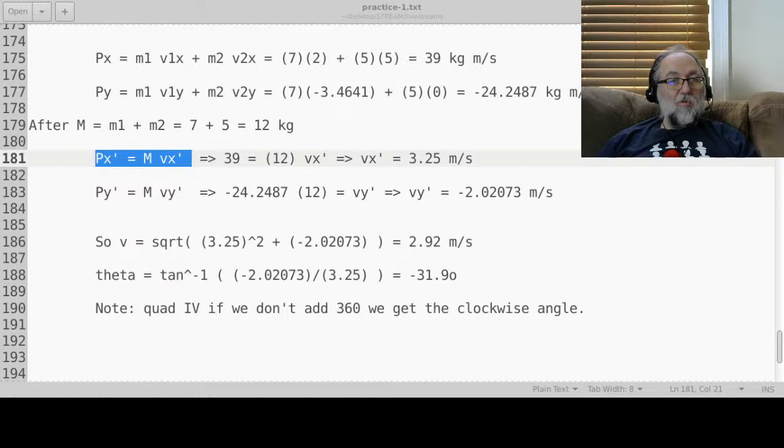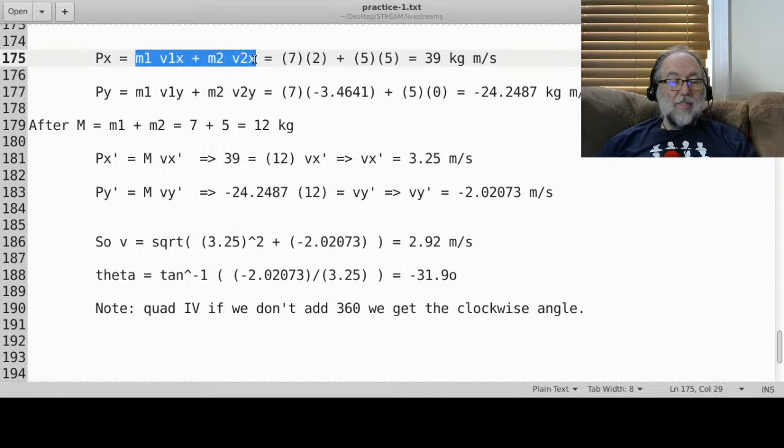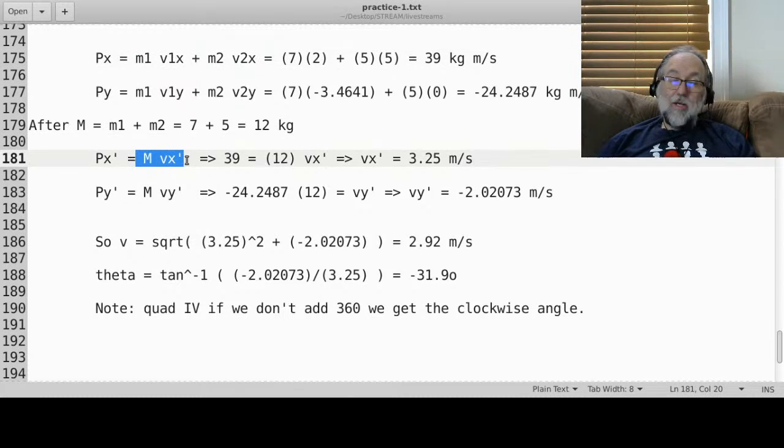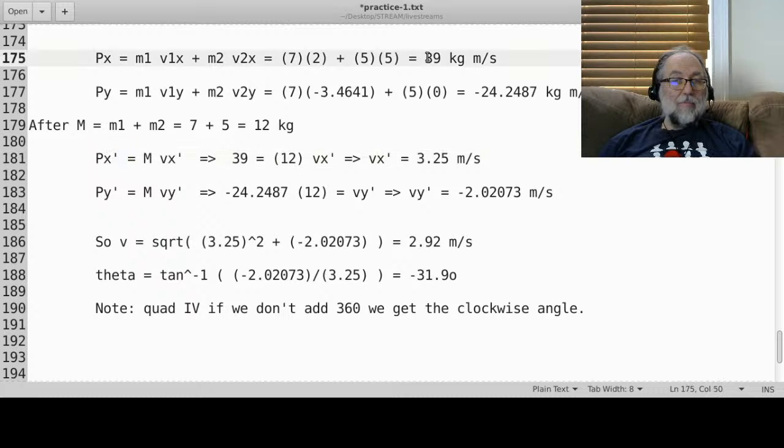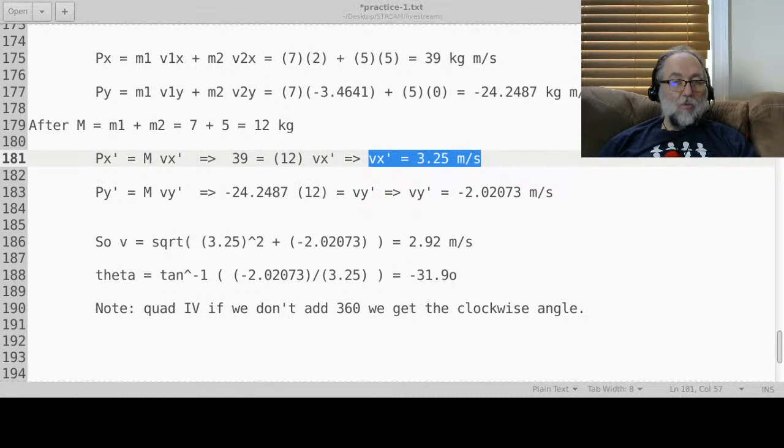Before, we had two masses, and so we had two mv's in there, but now we only have one, and so there's only one mv there. When I substitute in for px primed, that's the same as px, 39. So 39 is going to equal the total m, which is 12, times vx primed, which is what we're solving for. So 39 is equal to 12 vx primed, and that tells us that vx primed is going to equal 3.25 meters per second. That gives us the x component of that velocity.